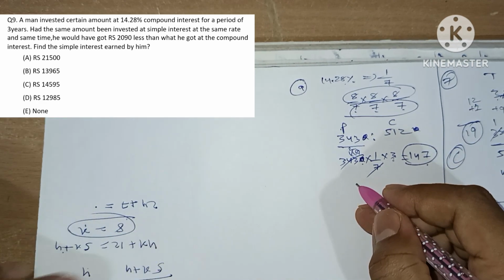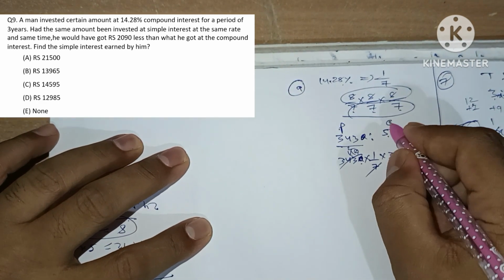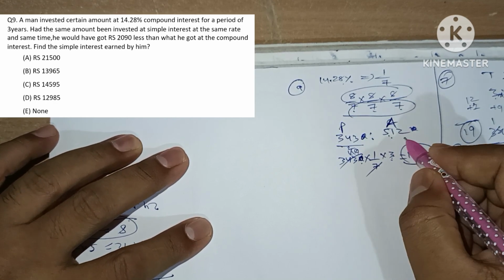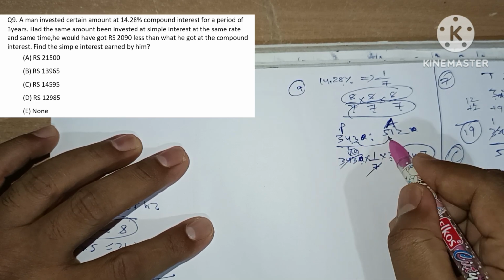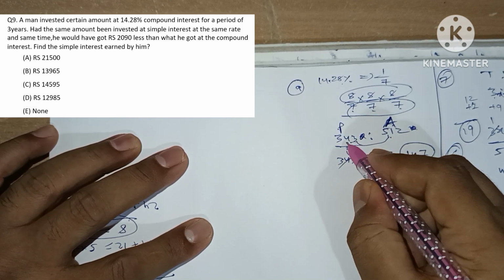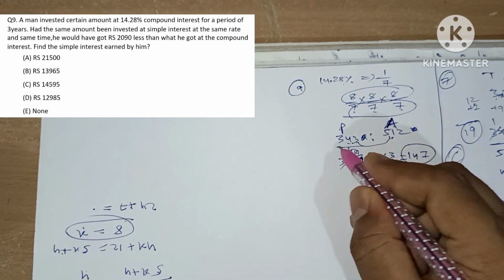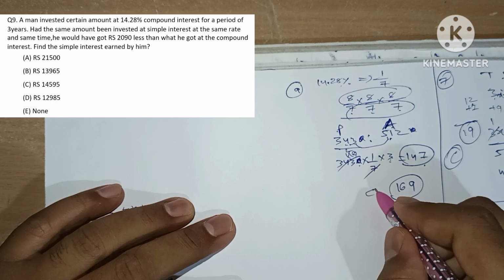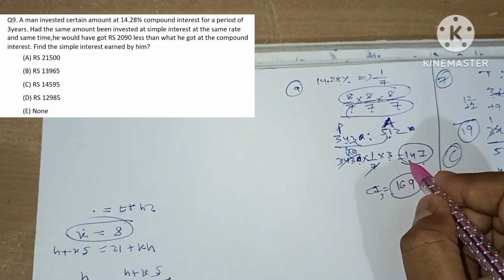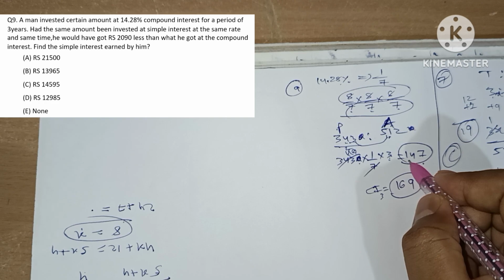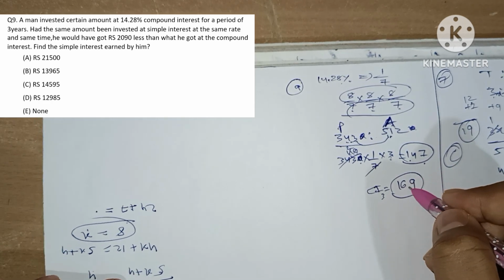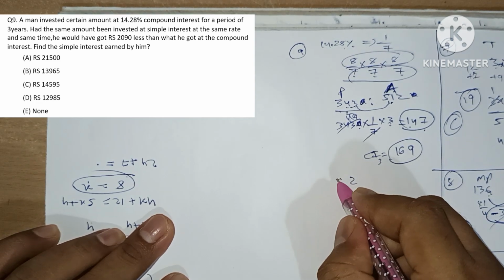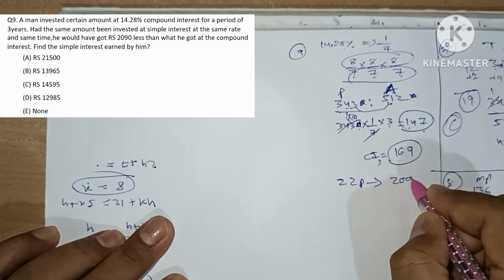Next, here it is not the compound interest, it is the total amount when it is for the compound interest. So the compound interest he got is the difference between these two, which will be 512 minus 343, which is 169. This is compound interest for 3 years. This is simple interest for 3 years. The question says that he would have got 2090 less than what he got at the compound interest. So the difference between these two is 2090. Here the difference between these two is 22. 22 parts value is nothing but 2090.